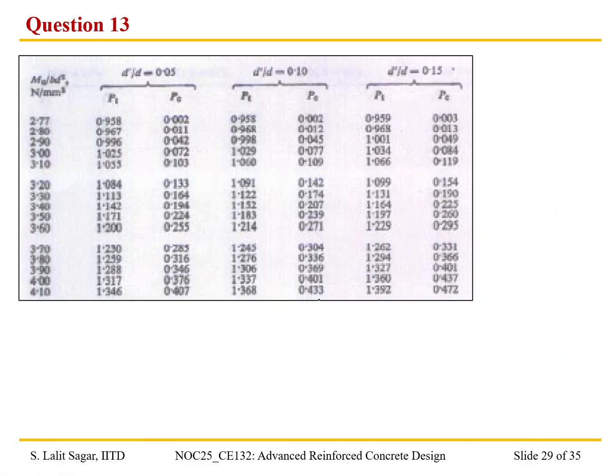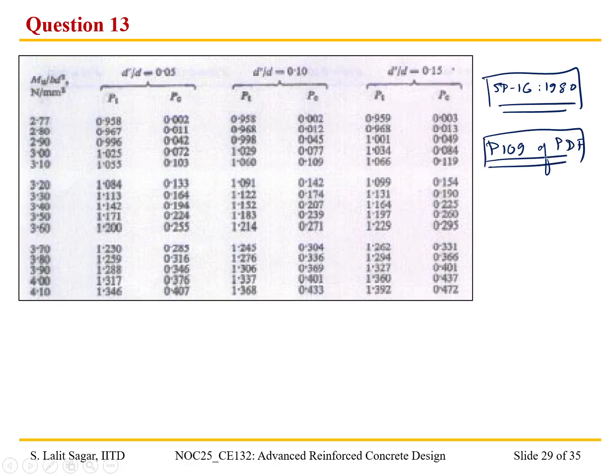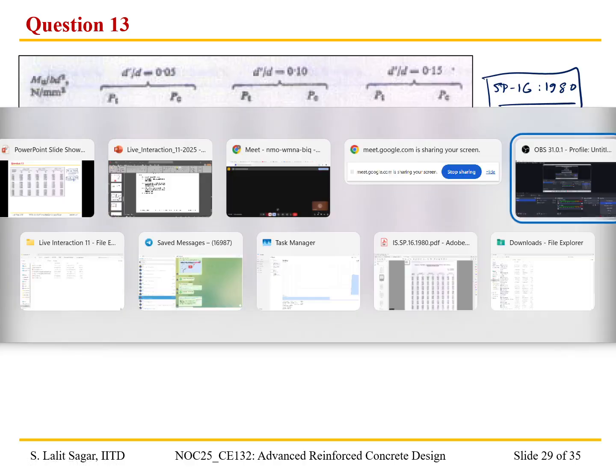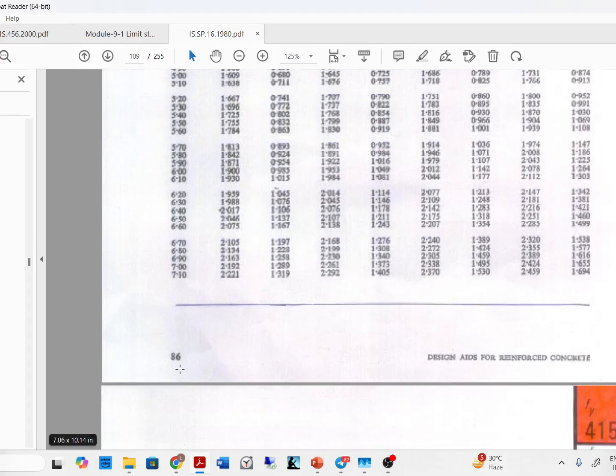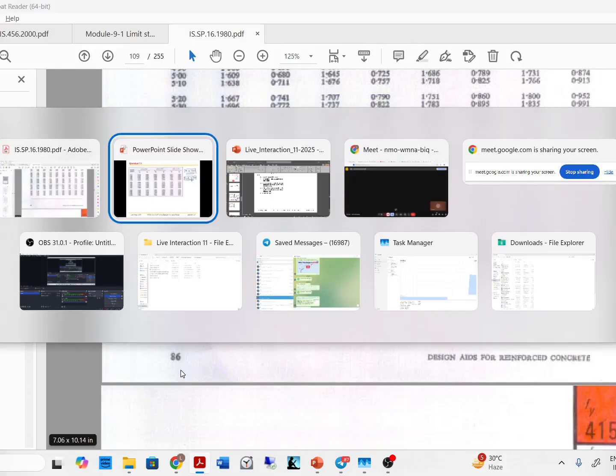So we can actually make use of the SP16 table. Okay. So SP16, 1980, on page 109 of the PDF. Page 109 of the PDF. Okay, so when we open page 109, actually it corresponds to page number 86 in the document. Okay, page number 86.